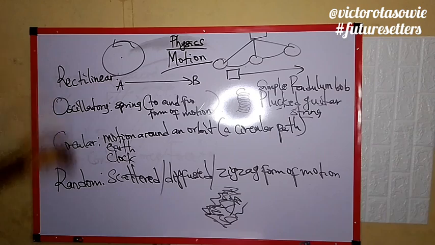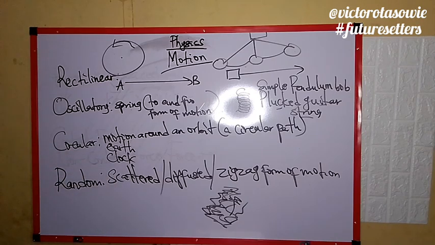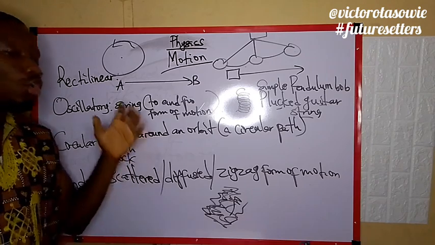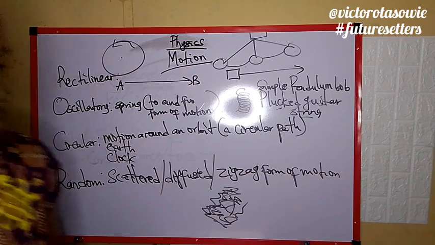Like I said, we have the rectilinear motion, motion on a straight line. Oscillatory motion, which is a to and fro form of motion, for example a simple pendulum bob and a plucked guitar string. We have the circular motion, which has to do with motion around an orbit, for example the earth and the clock. We have the random motion, which is scattered, diffused, or zigzag form of motion. So take note of this point.